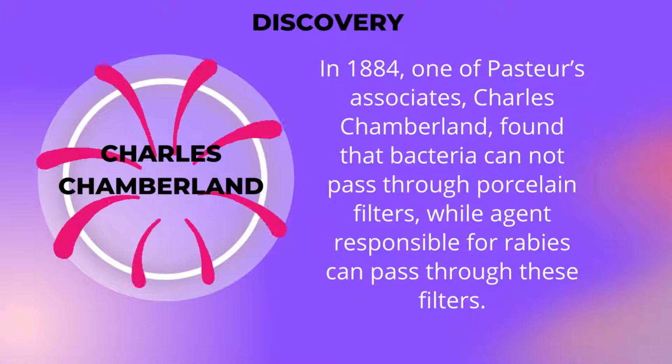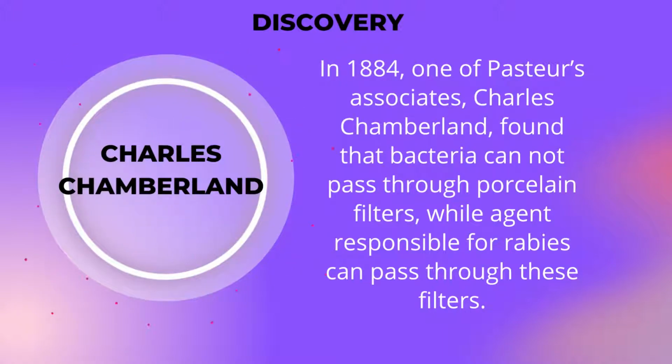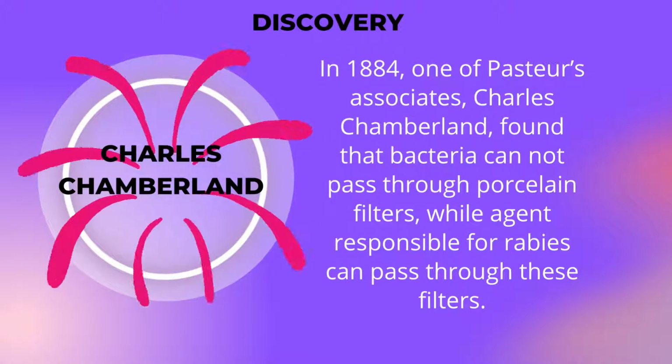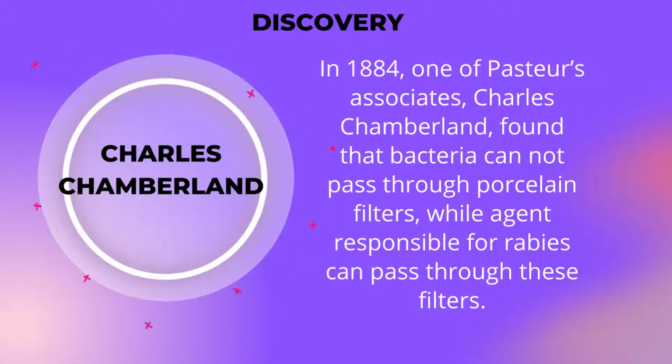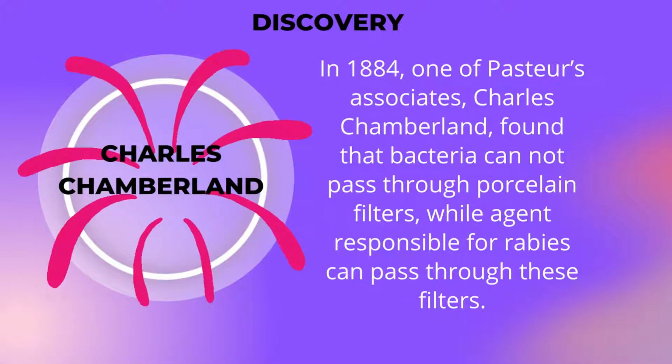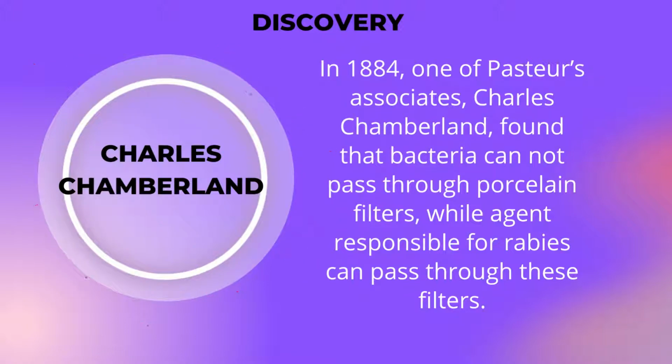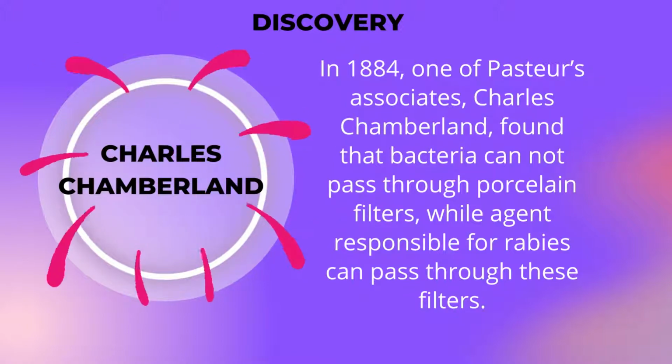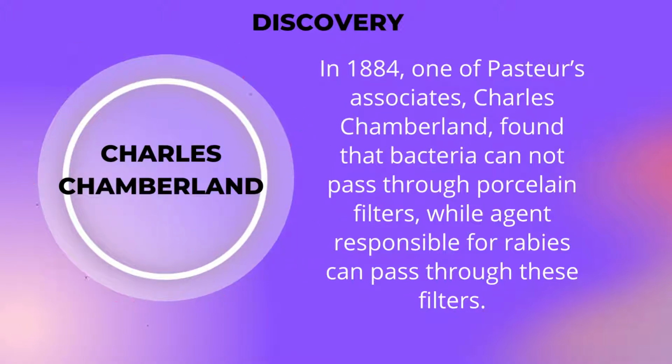The next name is Charles Chamberland. In 1884, one of Pasteur's associates, Charles Chamberland, found that bacteria cannot pass through porcelain filters, while the agent responsible for rabies can pass through these filters. The first name in discovery was Edward Jenner, and the name of that process was given by Louis Pasteur. And the next name is Charles Chamberland.